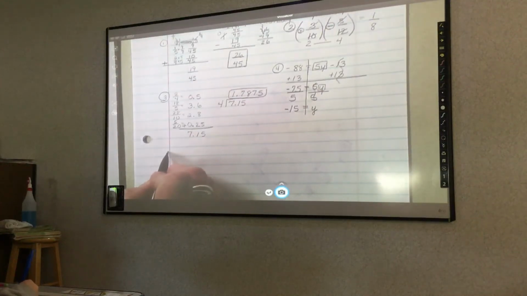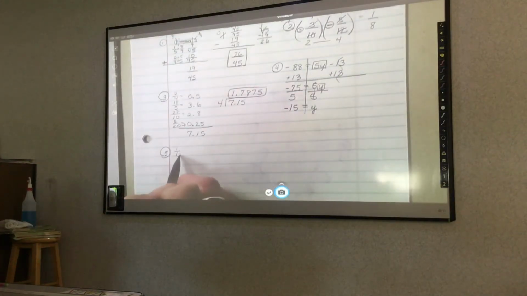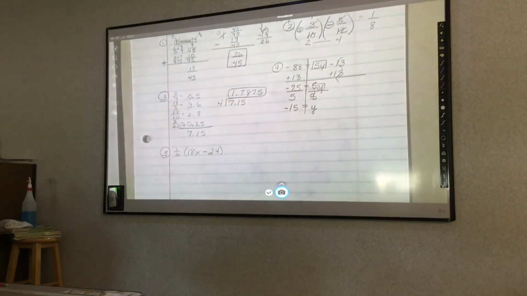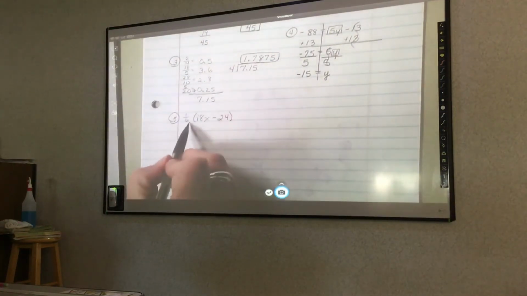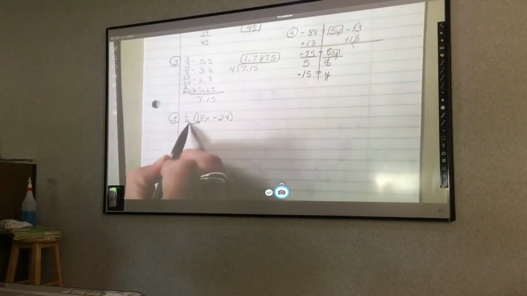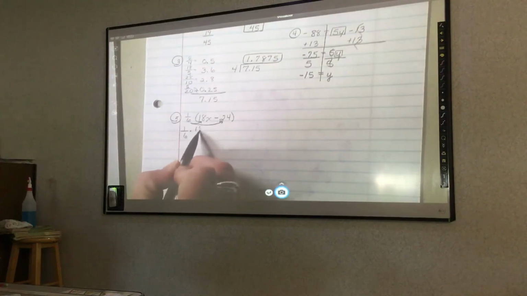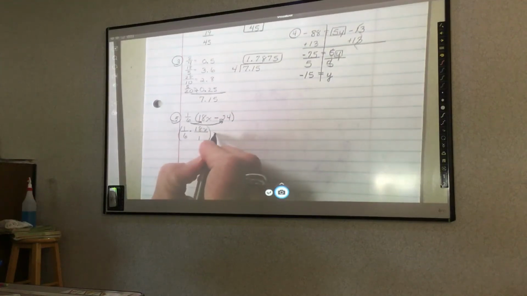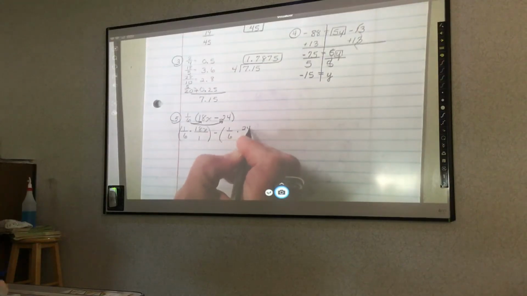Number 5. Expand the following: 1/6 times the quantity 18x minus 24. You should be writing this down. To expand, you are using what property? Distributive. So it's 1/6 times 18x over 1 minus 1/6 times 24 over 1.